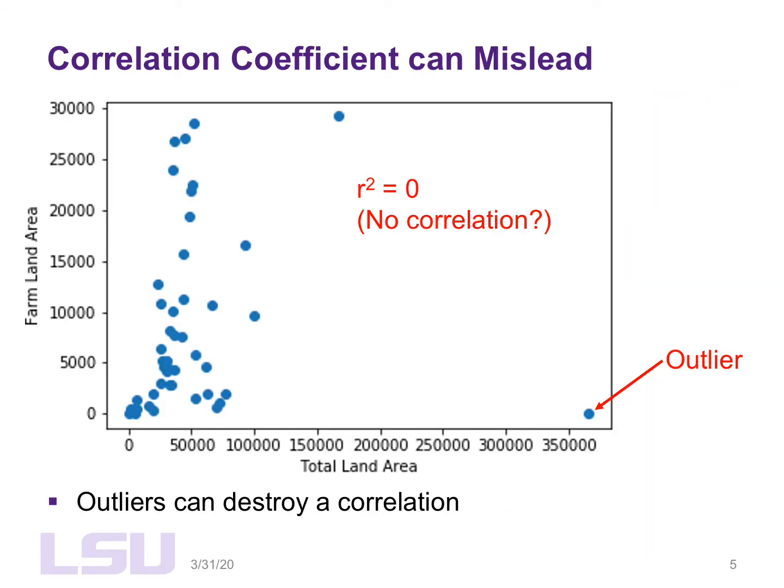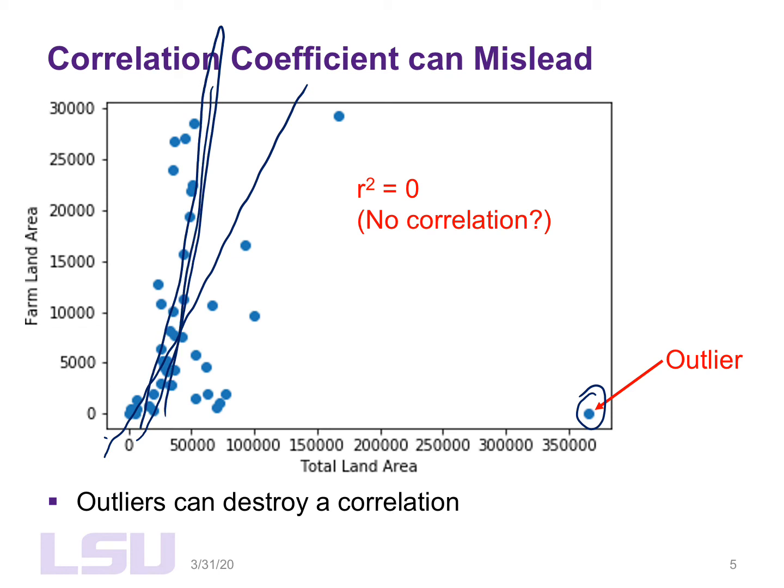Another weakness of the correlation coefficient is outliers. All of the data points are here, so the line of best fit would have looked like this, or maybe even like this. But there is a data point far out here, and that will mess up your quality of best fit. So the quality of the least squares line that passes through this data will be poor just because of this. Why? Remember, it's a least squares line. We are minimizing the least square error.